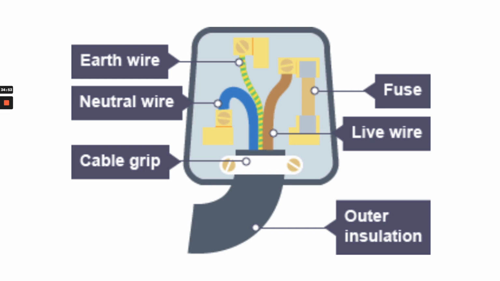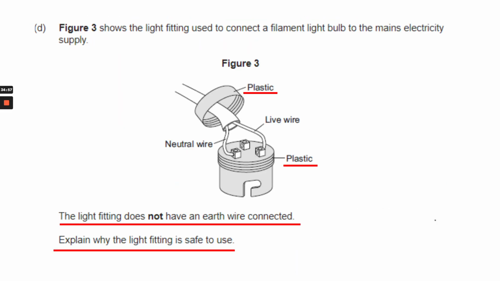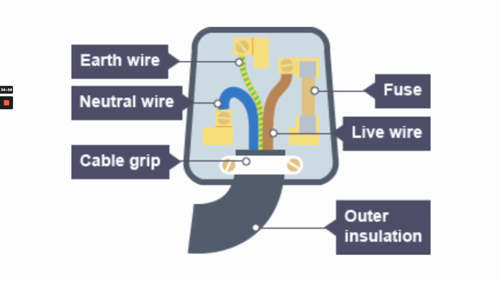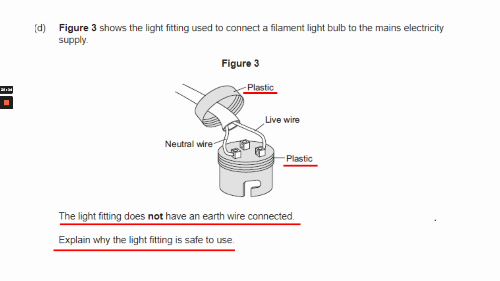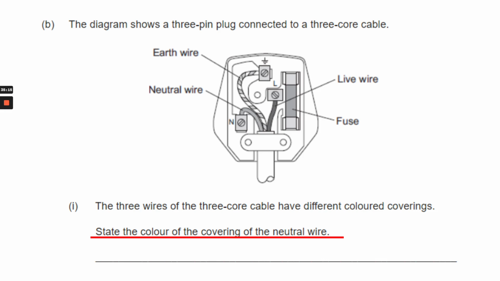So if we take a look here, that's why. I know the middle wire is going to be green and yellow. And that's why. Here it says the light fitting does not have an earth wire. It doesn't have an earth wire. Why is it still safe? Plastic, plastic, plastic. Plastic is an insulator, and you must say that's why it is safe. It is an insulator.